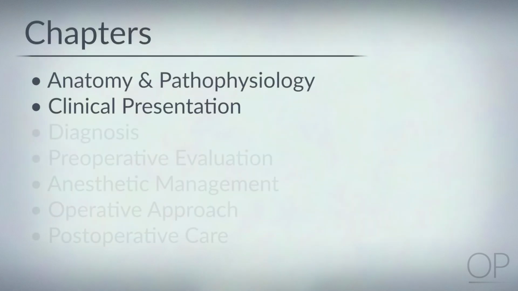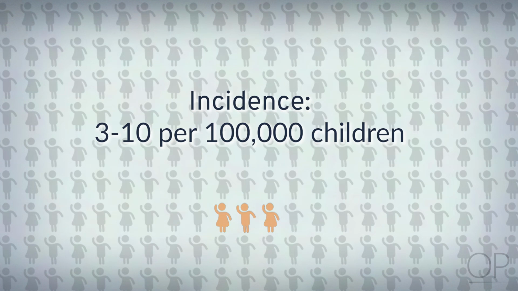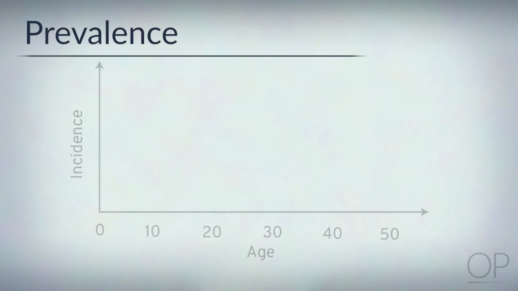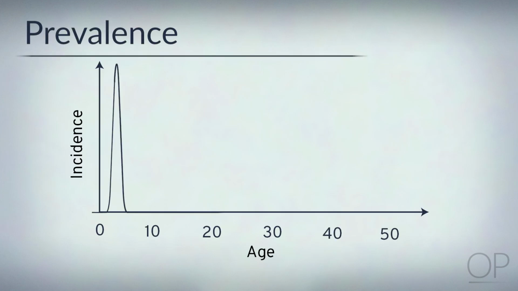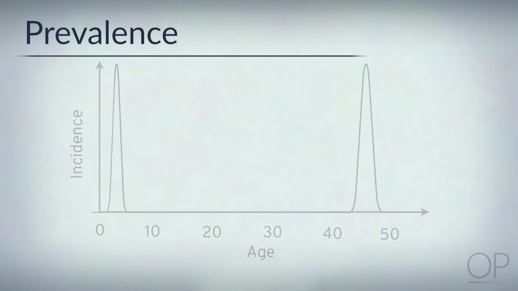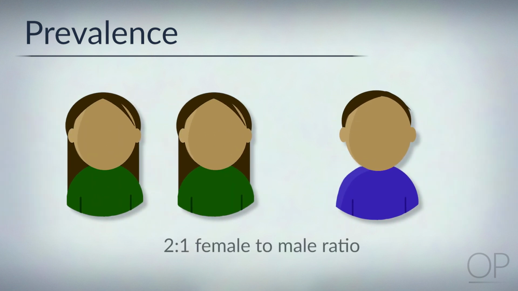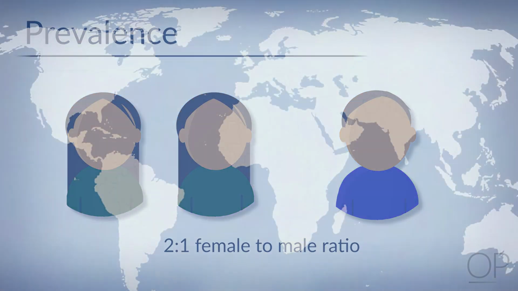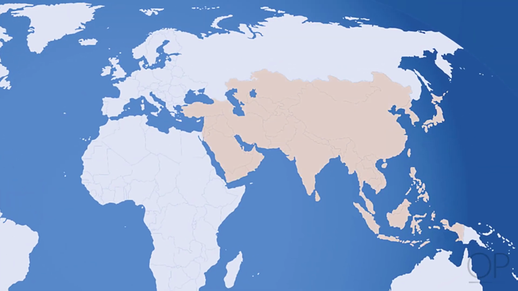Clinical presentation. The overall prevalence of Moyamoya disease is approximately 3 to 10 per 100,000. Moyamoya tends to have two incidence peaks: children around 5 years old and adults in their mid-40s. It affects females to males at a ratio of 2 to 1. It has the highest incidence in patients of Asian descent and is most prevalent in Japan, but occurs in children of all races and ethnicities.